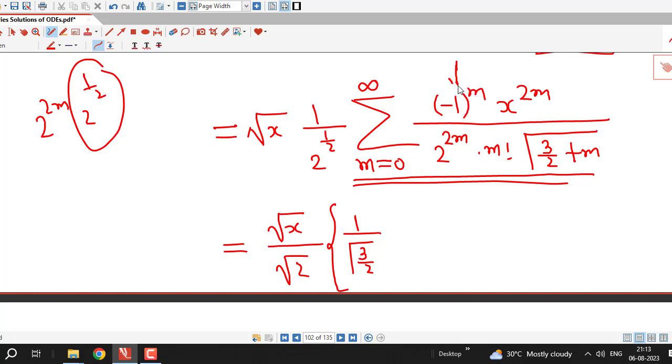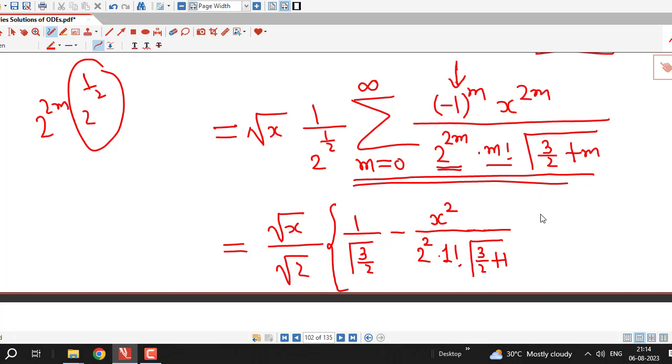So for m equal to 1, this is minus 1 raised to 1, that is minus 1. So we will have negative sign, and if I take m equal to 1, here we have x raised to 2 into 1, that is x square. If I take m equal to 1, here I have 2 raised to 2, this is 1 factorial and this is nothing but gamma 3 by 2 plus 1.